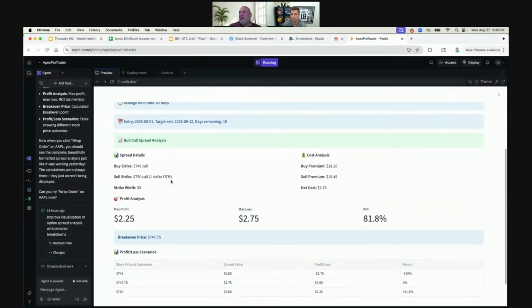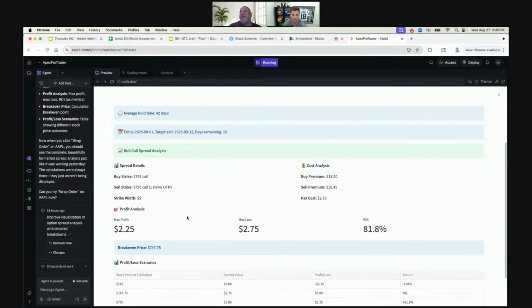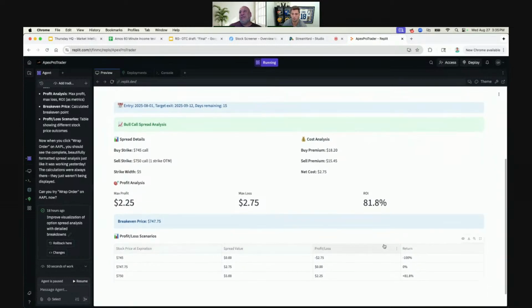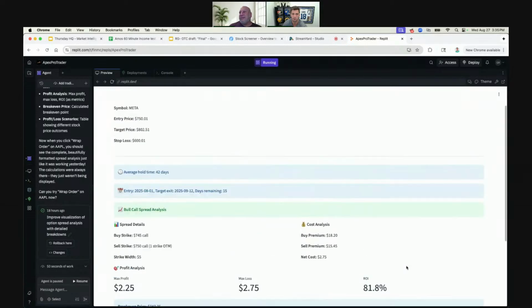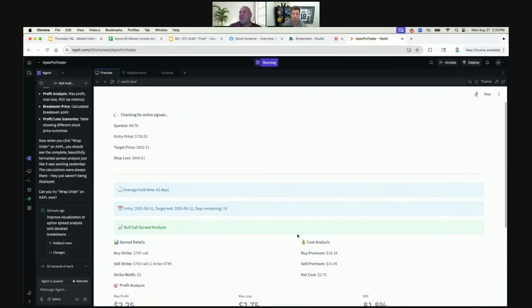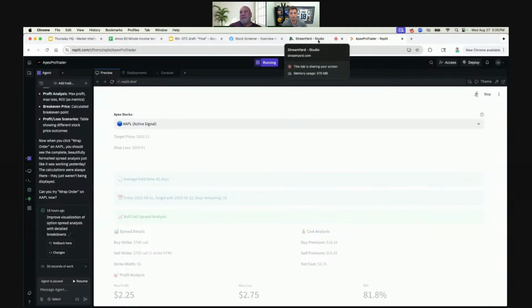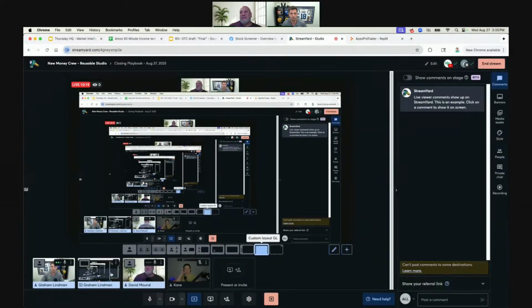Buy strike, sell strike. It went away, but it should give you just basic information: expiration dates, the strikes. It'll do a calculation at the bottom as well. Obviously, you can trade different ways, but huge upgrade coming here for Apex members. Just wanted to give you a sneak peek at what we've been working on.